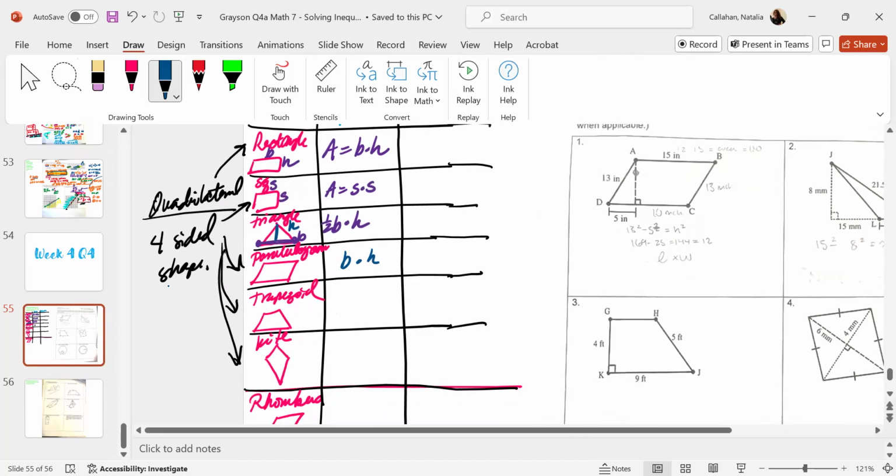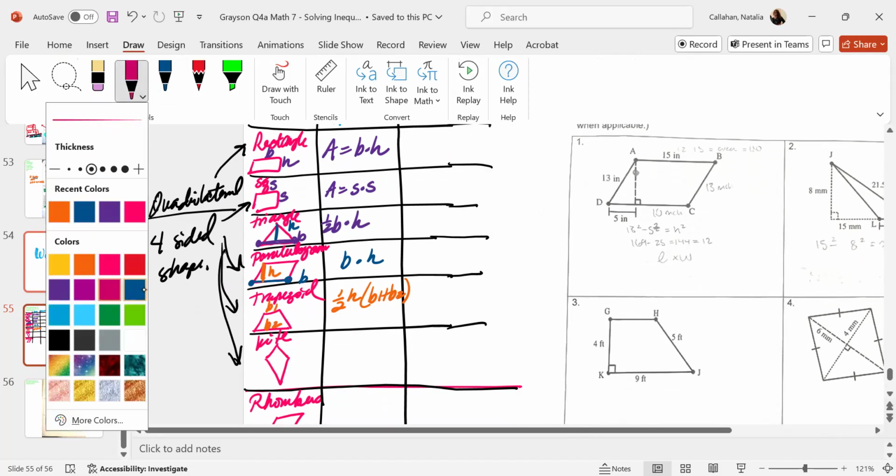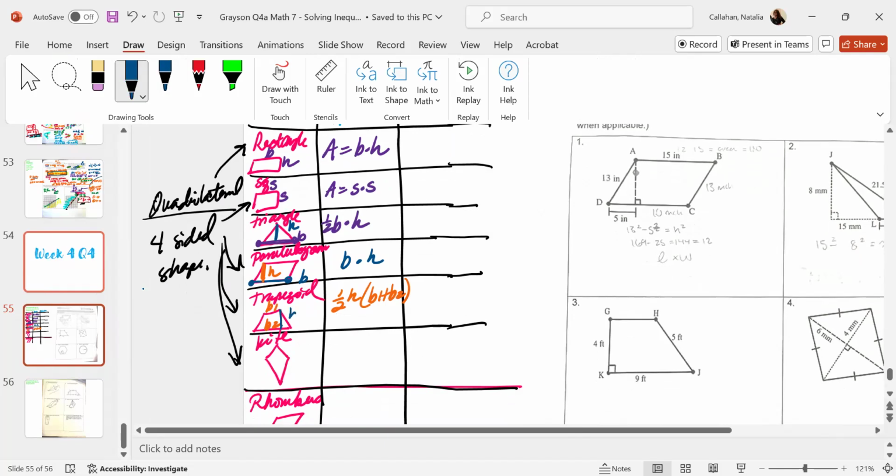Parallelogram is just base times height. Base is just the bottom part right here. Height is a little bit different because it's a slanted part right here. That's the height. Area of a trapezoid is 1/2 height times base 1 plus base 2. This is base 1. That's base 2. And this part right here is the height.